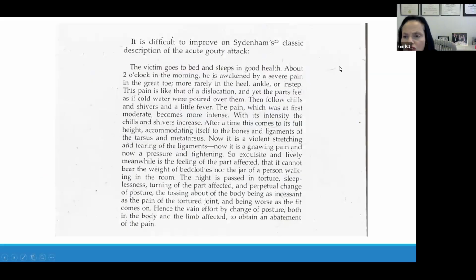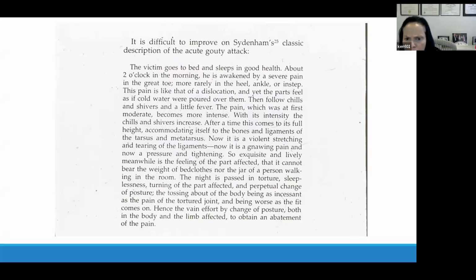There's a wonderful description from Sydenham from the 1600s that is still accurate today. And I'll just read a little piece of it to give you a flavor of what it's like to have a gout attack. The victim goes to bed and sleeps in good health. About 2 o'clock in the morning, he is awakened by a severe pain in the great toe, more rarely in the heel, ankle, or instep. The pain is like that of a dislocation. The parts feel as if cold water were poured. Then follows chills, shivers, and fevers.